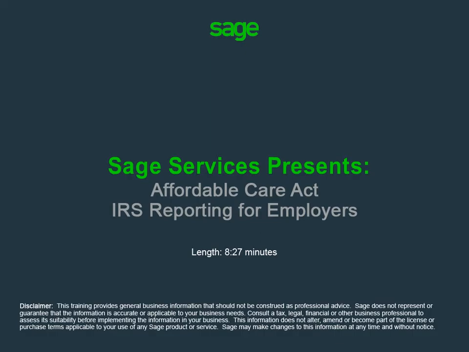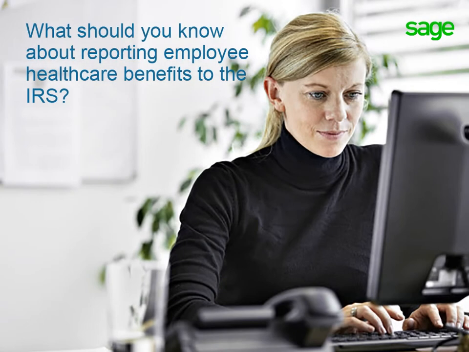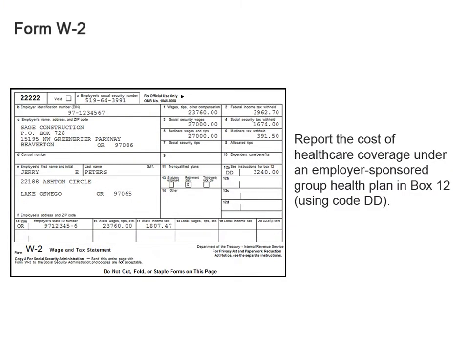As an employer, what do you need to know about reporting employee health care benefits to the IRS? On the Form W-2 wage and tax statement, you must report the cost of health care coverage under an employer-sponsored group health plan in Box 12 using code DD. The amount should include both the portion paid by the employer and the portion paid by the employee.